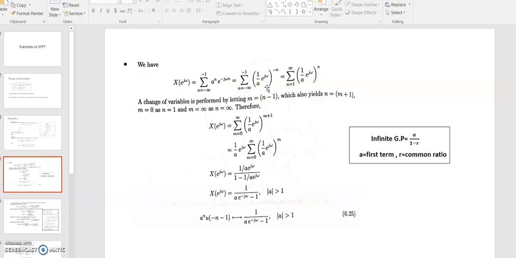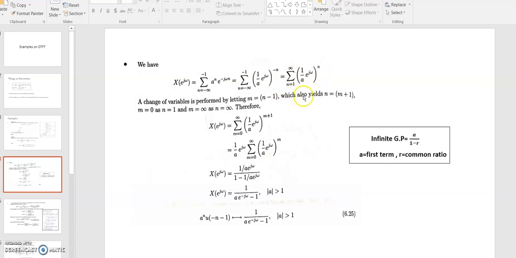So the function becomes this, that is summation from minus infinity to minus 1 of this function. Now what we have to do, we have to make it a GP. For making it a GP, because in case of GP the summation extends from 0 to infinity, we have to make this limit positive. So for making the limit positive, you just consider that n is replaced by minus m. Then this limit becomes positive and this minus n becomes positive n, and it becomes the summation n equals 1 to infinity of 1 upon a e to the power j omega, to the power n, right?